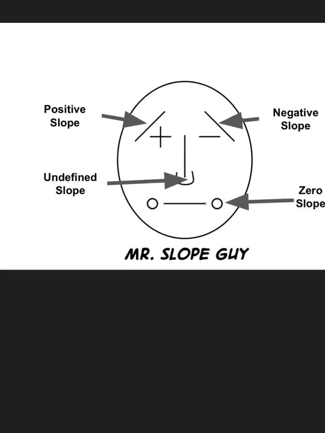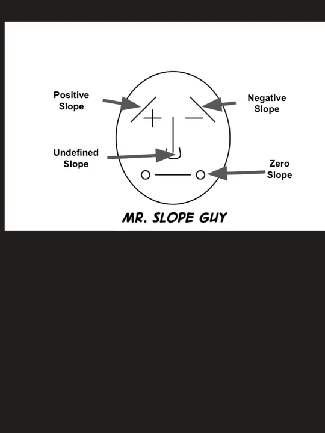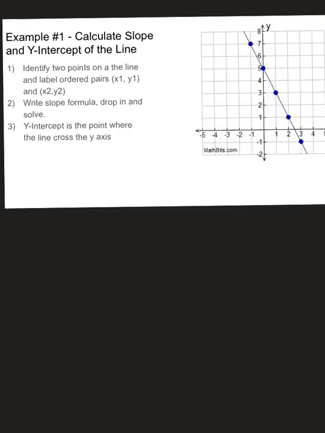We used this earlier in the year, guys, to help us remember what slopes were. If it's going up to the right, it's positive. If it's going down to the right, it's negative. You're going to get into algebra next year as freshmen, guys, and you'll start seeing some undefined slope and zero slope. We're not going to concern ourselves too much with that right now. We're going to be looking at positive and negative slopes.